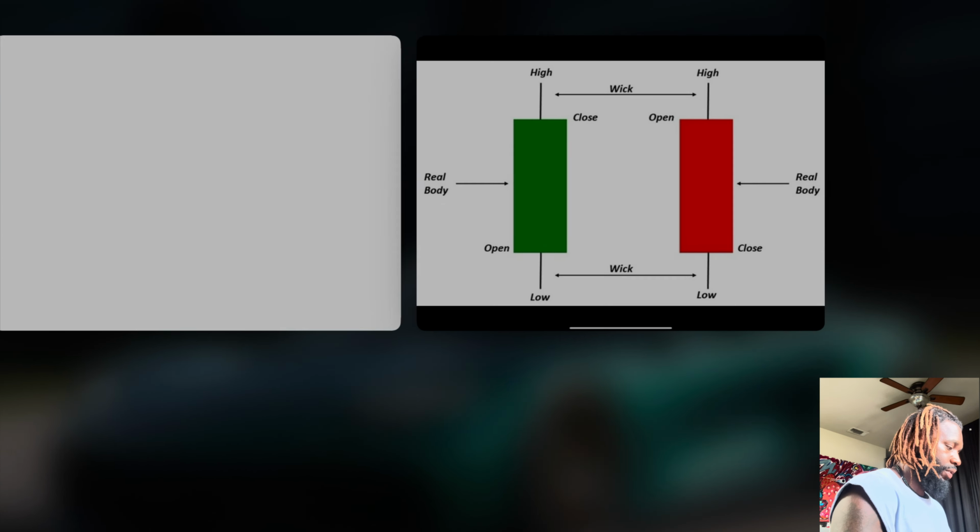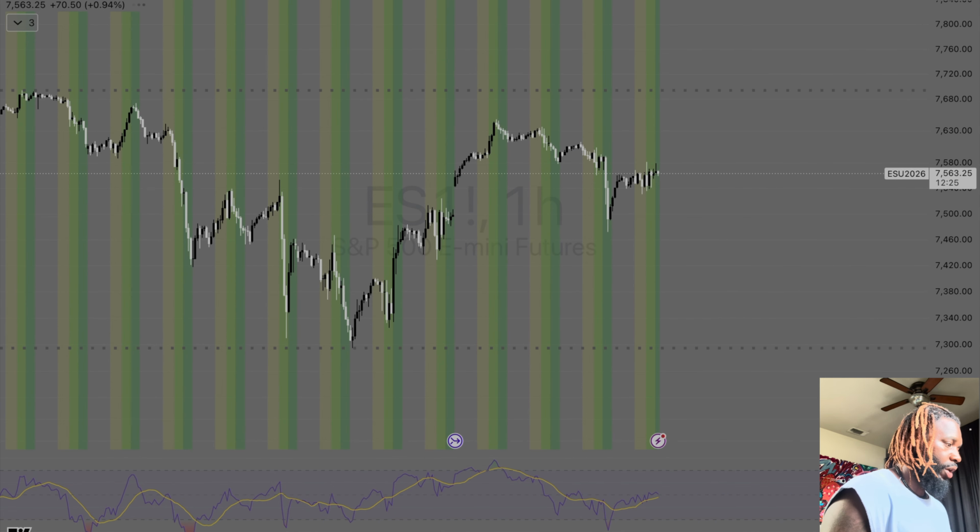Let's save the photos. Okay, cool. Let's go back to the chart. All right, now we're going to talk about price. We're going to talk about trends and understanding structure.